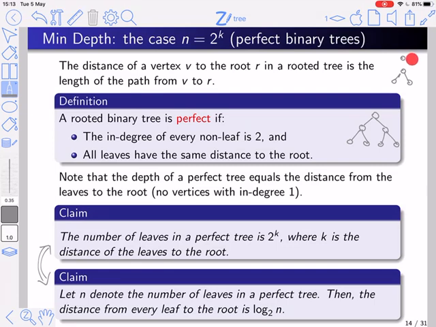This is an example with 1 leaf, so the leaf is the root. This is an example with 2 leaves. They have the same distance to the root. This is an example with 4 leaves. They have the same distance to the root.